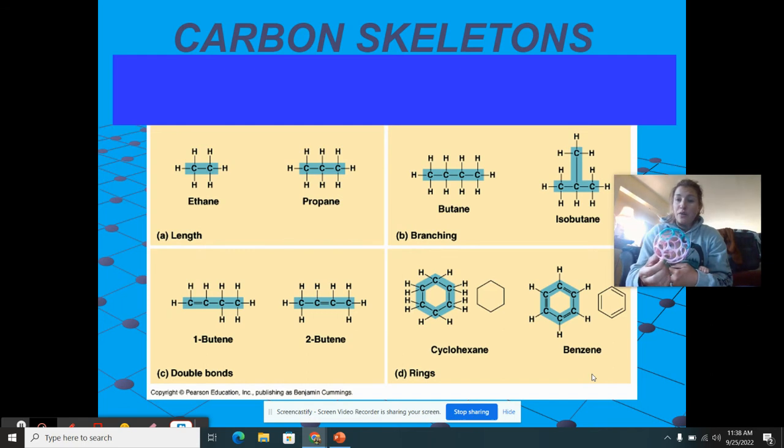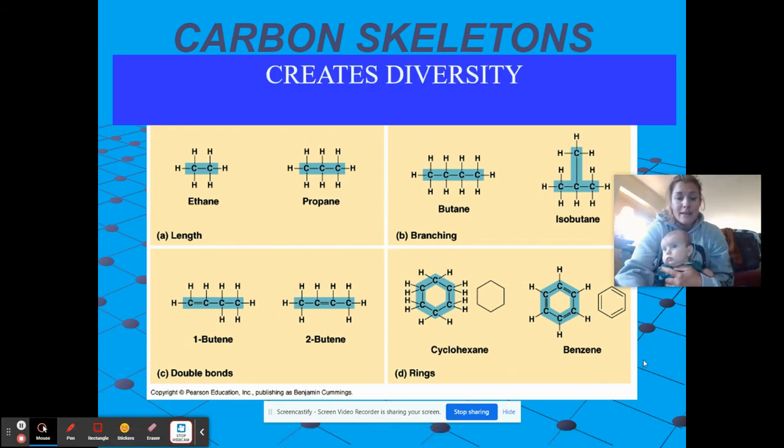So you think of these different ring shapes and all of the different shapes that those rings can make. Two examples of those are cyclohexane and benzene.